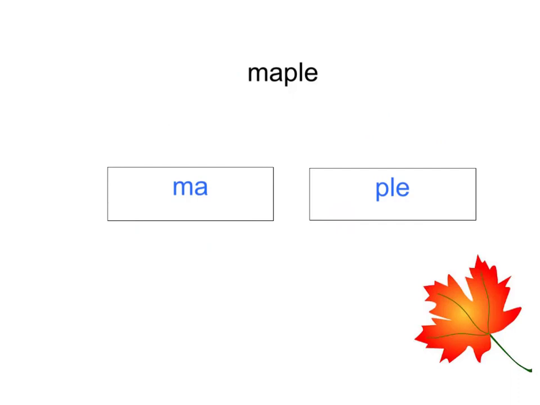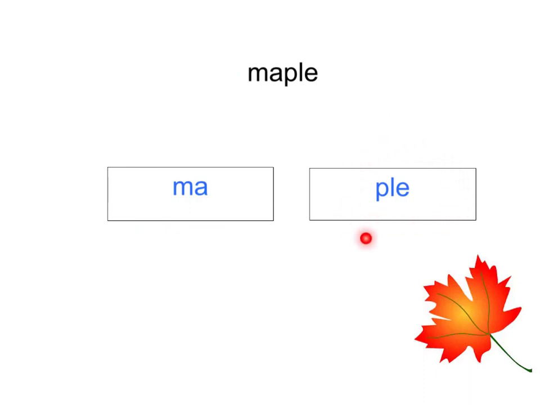I notice that the first syllable has 1 vowel, and I notice that that vowel is not closed in by a consonant. It ends the syllable. When I say the word maple, I also can hear that the A is saying its name. The vowel is long. That makes this first syllable an open syllable.